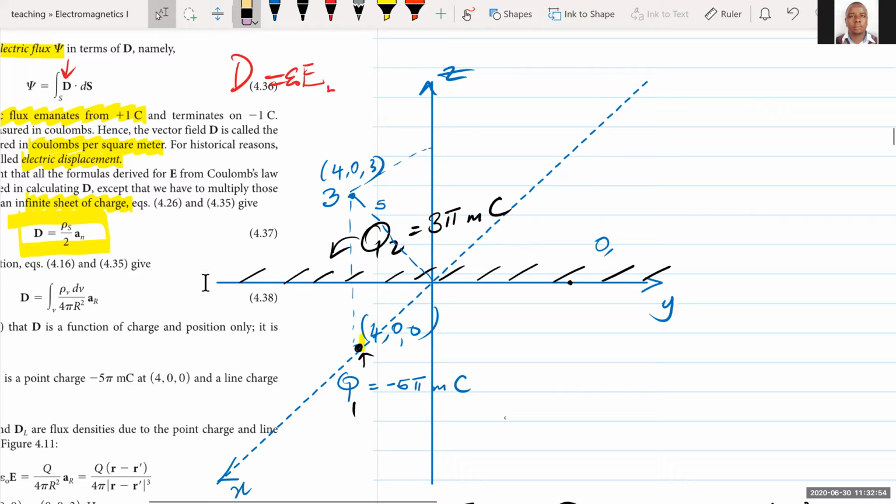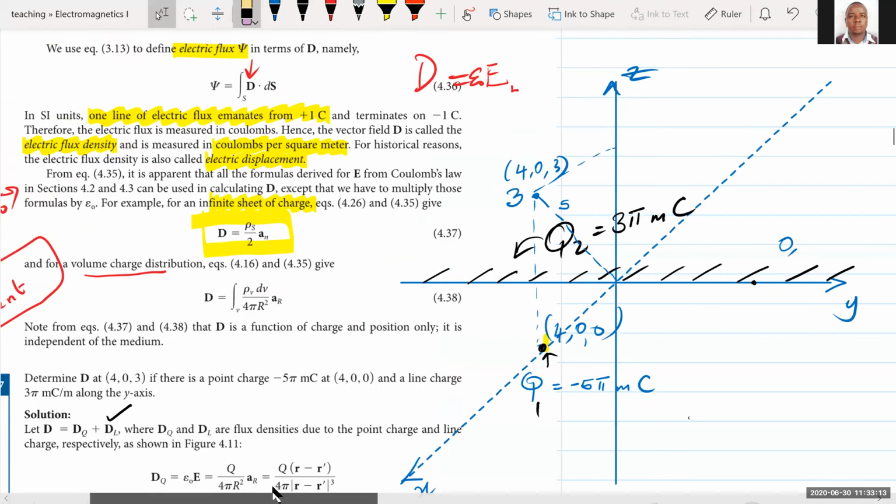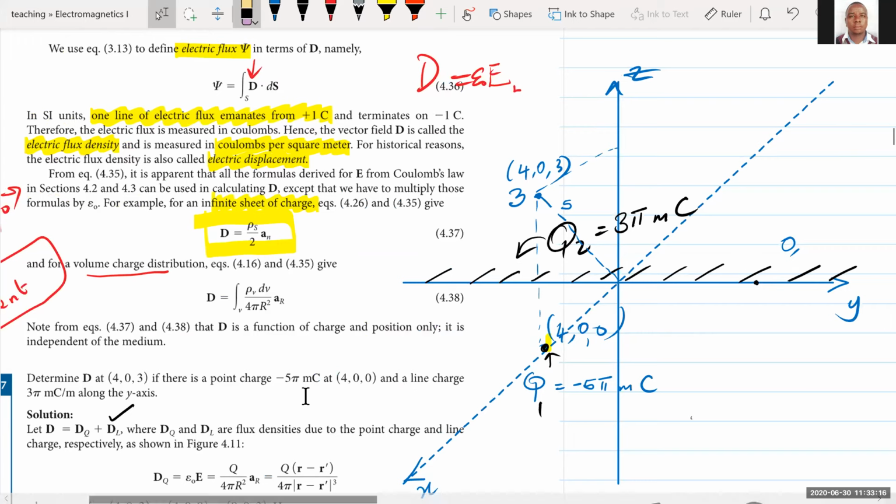The other source of the field is the charge placed along line Y. So we have two sources. One is Q1, and the other one is line Y, which, as you can see from our diagram, is a line charge of 3 pi millicoulombs per meter placed along that line, and our charge placed at 4,0,0 is minus 5 pi millicoulombs. So this point of observation, which I'm calling point 3, is receiving an effect from this and that.